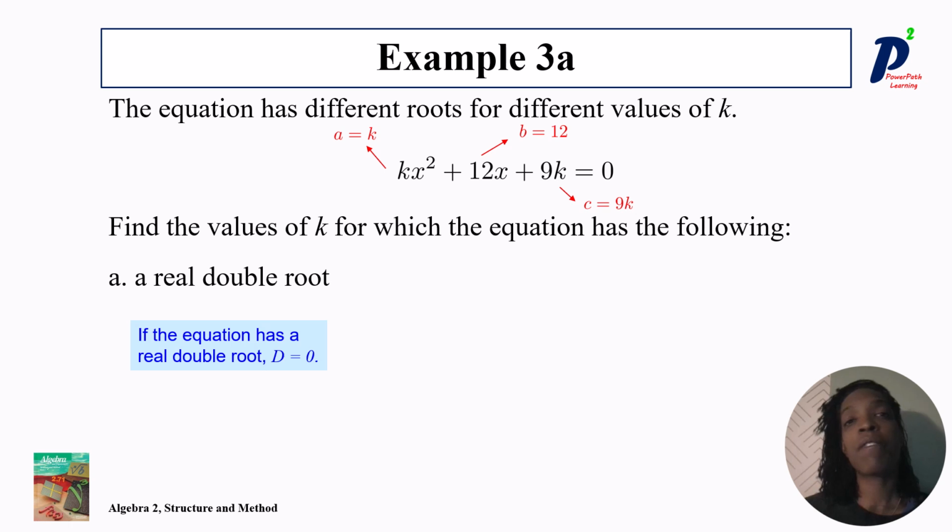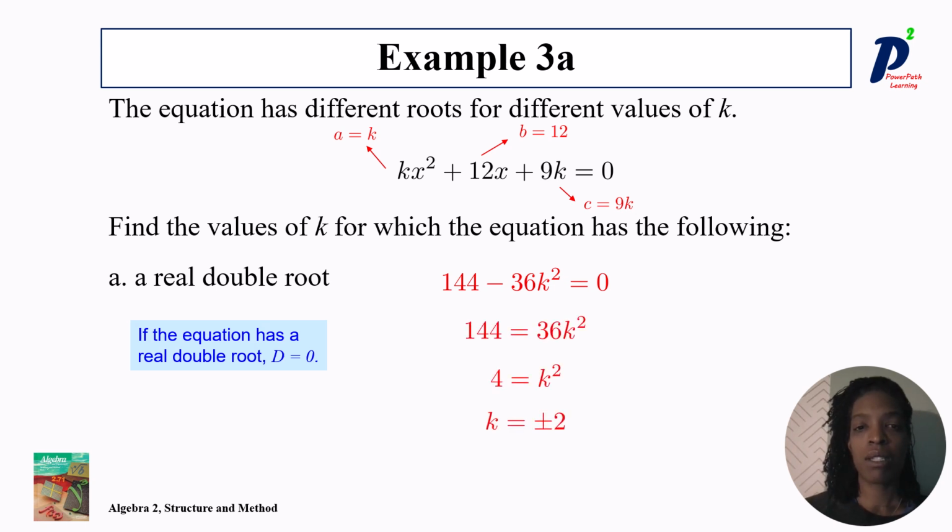I'll also note that if an equation has a real double root, my discriminant is equal to 0. So I'll set my discriminant equal to 0. I'm going to move some things around, okay? And I solve to get that k is equal to positive or negative 2.